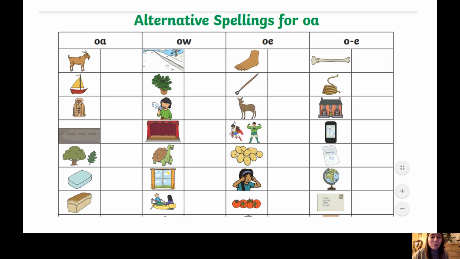But we also know that because we've now learned that we use the OA when we hear the sound in the middle of words. So you could practice trying to use the OA, the OW, the OE digraph, and the OE split digraph. So that's an extra challenge if you're feeling really keen this Thursday morning for your phonics, but that's not something you have to do. It's if you would like to have a go.